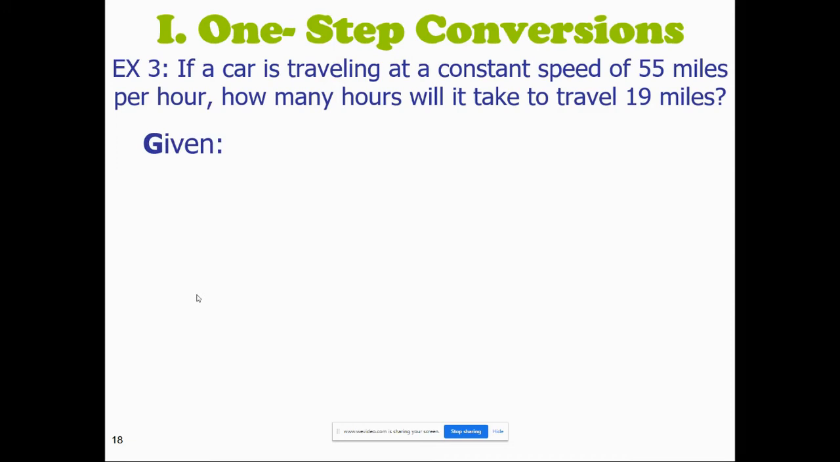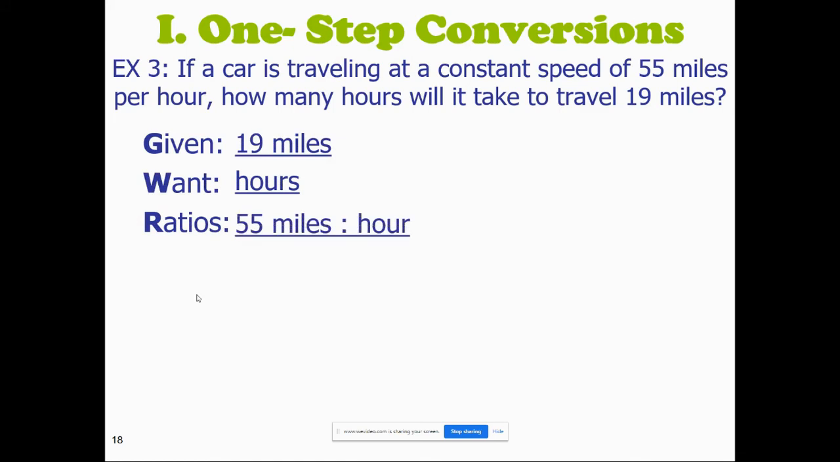Your given is always going to be a solitary number without a fraction. What do we want? We want to know hours. And what are our ratios? Actually, our ratio is given in the problem. Our ratio is that for every hour, we're going to go 55 miles. So our equivalent statement was given in the problem. We're going to start by writing our given over 1. Remember, the thing that is by itself and doesn't have a fraction is usually going to be your given. So you can put it over 1.